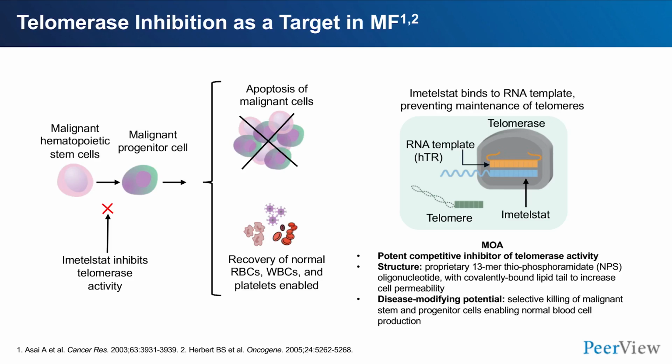So how does it work? Telomerase has an RNA component that primes the mending of the telomere ends, which are at the end of all our chromosomes. So basically, as a telomerase inhibitor, this is a 13-mer oligonucleotide with a lipid tail that increases cell permeability, and it has real disease-modifying potential because it kills the malignant stem or progenitor cells, and again enables normal blood cell production.